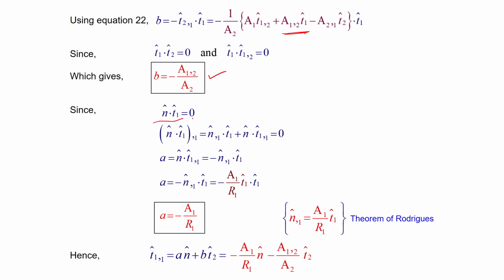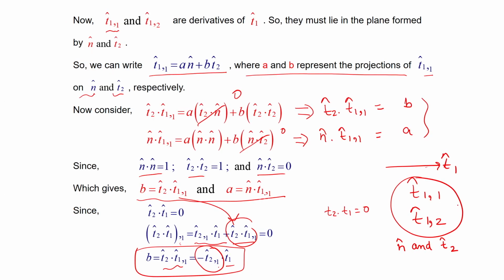Again, using n dot T1, because the surface normal and T1 are perpendicular, their dot product is going to be 0. So taking differentiation with respect to 1 gives you this equation. And if I further find it out, n comma 1 dot T1 can be written as minus n dot T1 comma 1. So in this equation we need n comma T1 comma 1. What is the substitute for that?